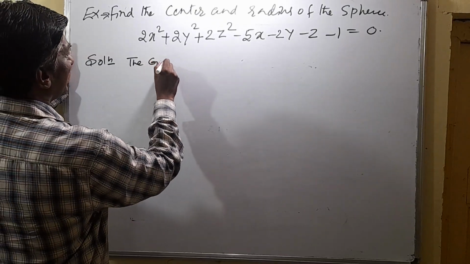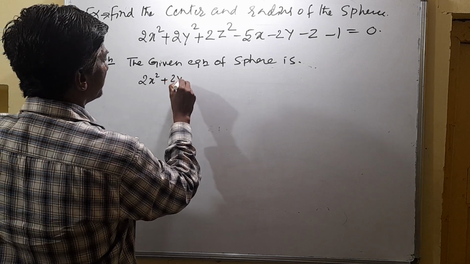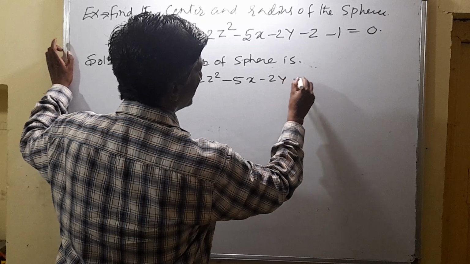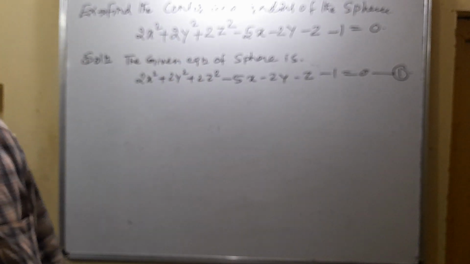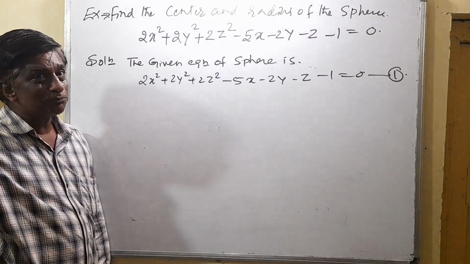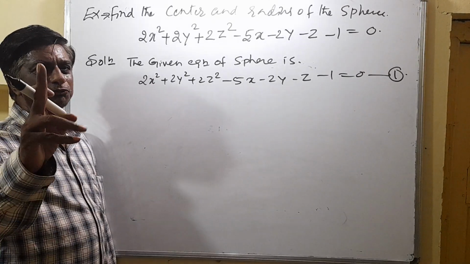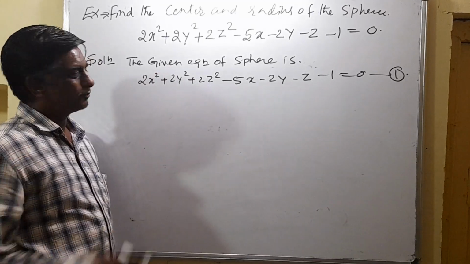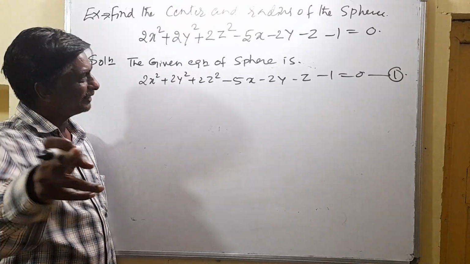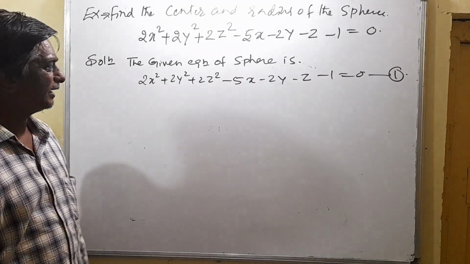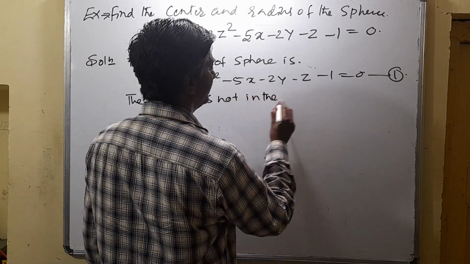Solution. The given equation of sphere is 2x square plus 2y square plus 2z square minus 5x minus 2y minus z minus 1 equal to 0. Call it as 1. See this equation. Is it in the form of the general form of the equation? What is the condition? The coefficients of x square, y square, z square must be equal to 1. But here they are 2, 2, 2. All are equal, therefore it is an equation of a sphere. But to find the center and radius, the given equation must be in the general form. The equation 1 is not in the general form.